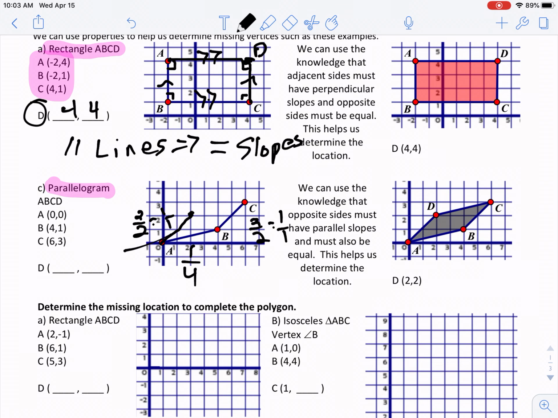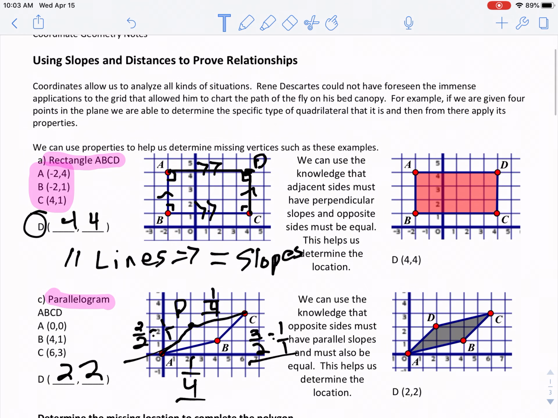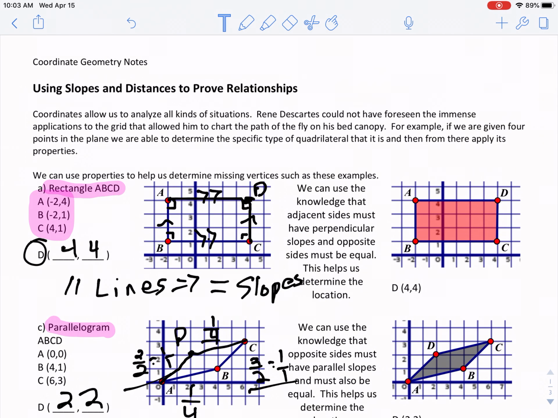So this side is parallel to that side. And from here to here, it's up 1 over 4, which means this side is parallel to that side. So I know that that's my correct point because those opposite sides are parallel, and that's all it has to be for a parallelogram. So D is at 2, 2. For a parallelogram, you have to make sure your opposite sides are parallel. Technically I had to do that for the rectangle up here too, but since they're vertical and horizontal, I already knew that.